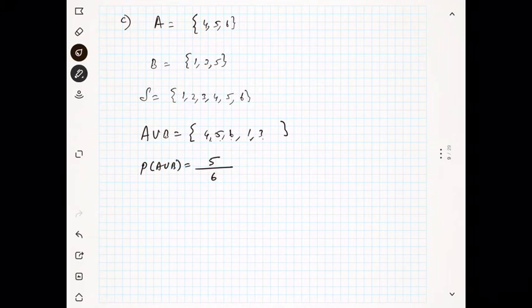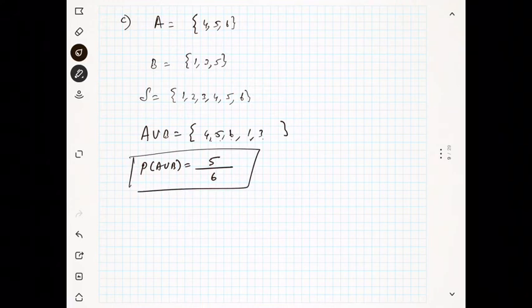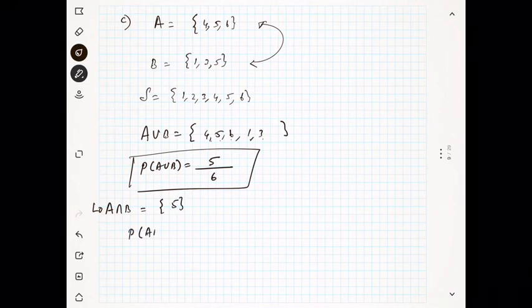Next, we want to find A intersection B. So what is A intersection B? What is common in this? Something which is common in this is 5. Okay, so it is nothing but the set 5. So how many elements are there? 1 element. So probability of A intersection B is nothing but 1 divided by number of elements in the sample space, which is 6. So it is 1 over 6.